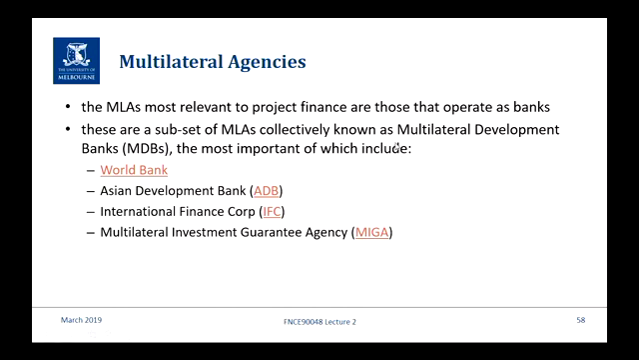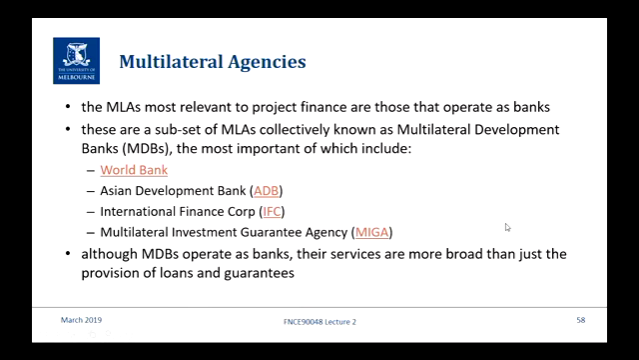So the multilateral development banks, we saw a handful of them on that slide before. The main one is the World Bank, and you would have heard something about it without thinking too much about it. It is as it sounds, a large international development institution, the banking side of the UN in a sense. Then you've got the Asian Development Bank, International Finance Corp, MIGA, and some others as well. These particular ones do operate as banks in the sense that it's a lot of borrowing and lending, but they do provide more broad services than just loans and guarantees.